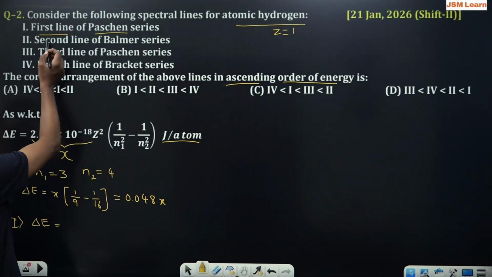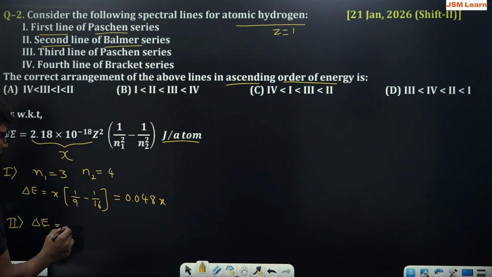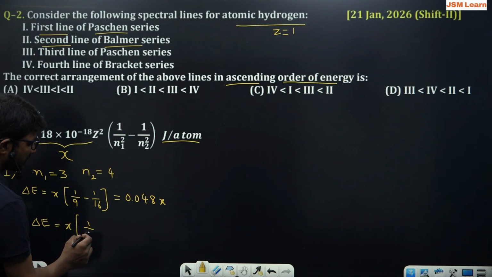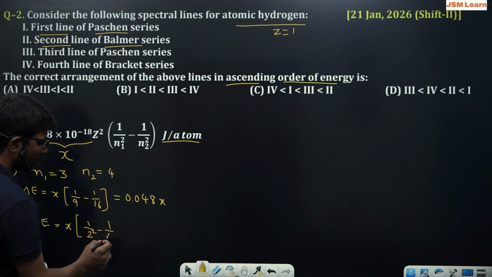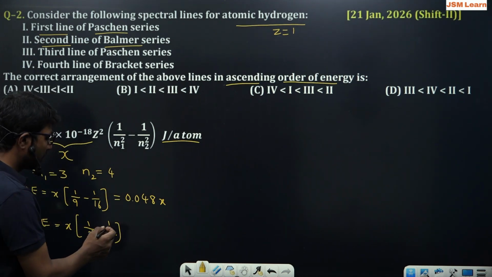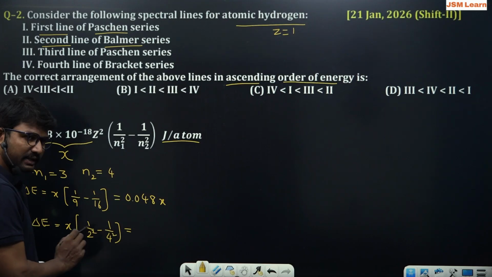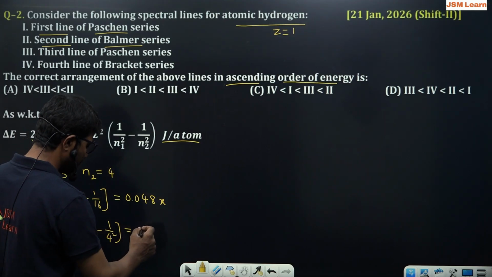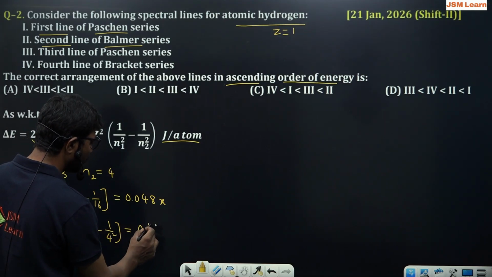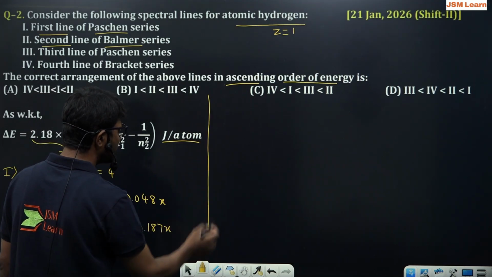Now, same way if you solve for the second one, delta E for second line of Balmer series. Second line of Balmer series means what? N1 value will be, Balmer series means 2 square, minus, second line means 4 square. So 2 square minus 1 by 4 square. On simplification, here 1 by 4 minus 1 by 16. On simplification of this you will get the value as 0.187x. Okay, now let us see the third one.